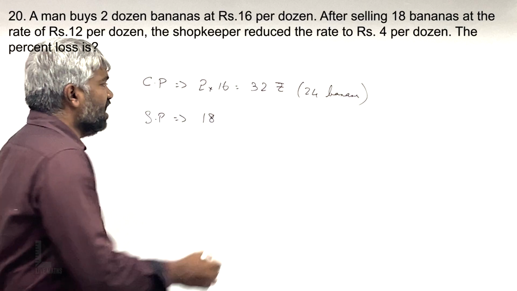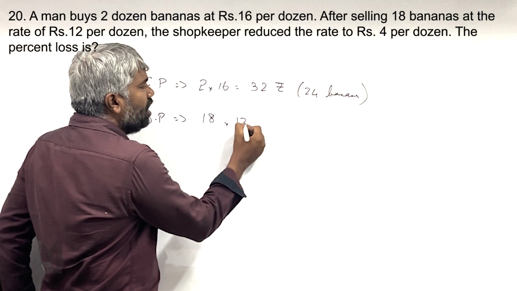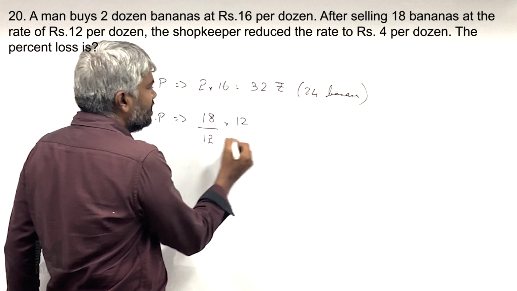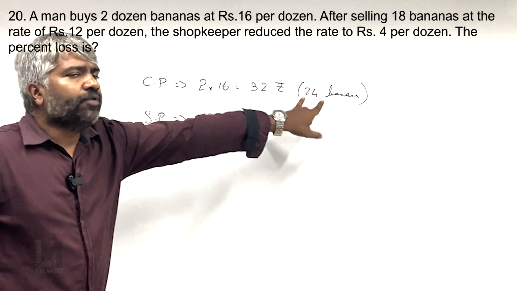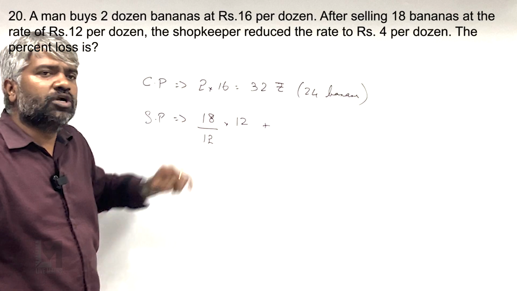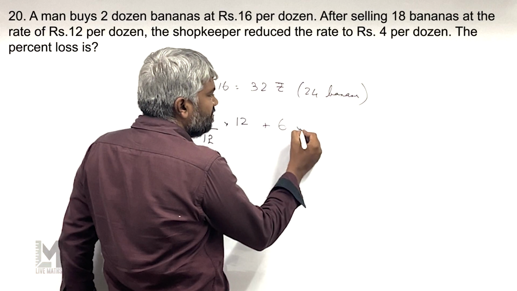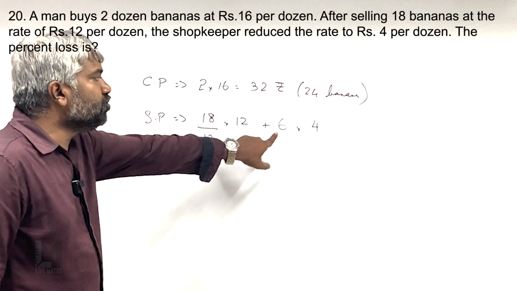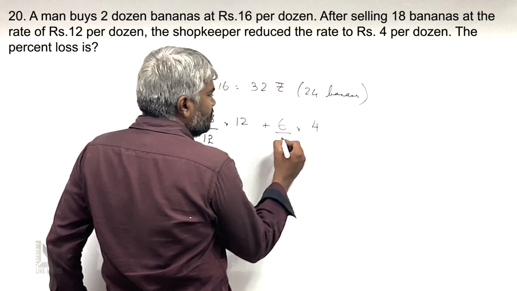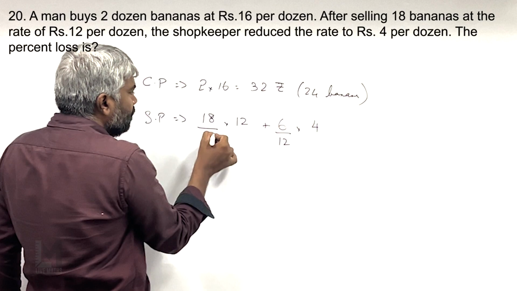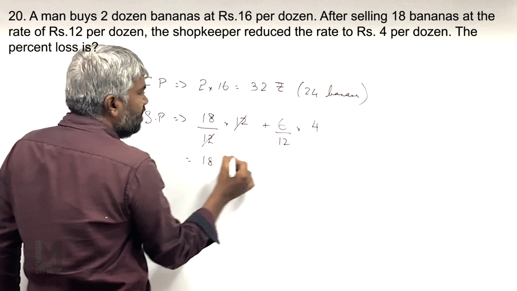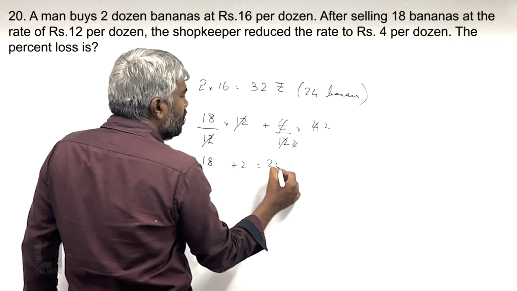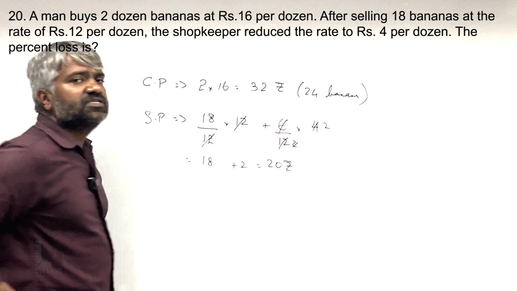Now, 18 bananas you are selling at a price of 12 rupees for 1 dozen, okay? So, now I am going to convert this into dozen. Out of 24 bananas, 18 bananas are sold, the remaining 6 bananas you are going to sell at a price of 4 rupees per dozen. Now, I should convert this also to dozen, right? So, divide by 12. 18 divided by 12 gives 12 rupees for 1 dozen and 6 bananas is half a dozen, which is 2. So, totally 20 rupees is the selling price.